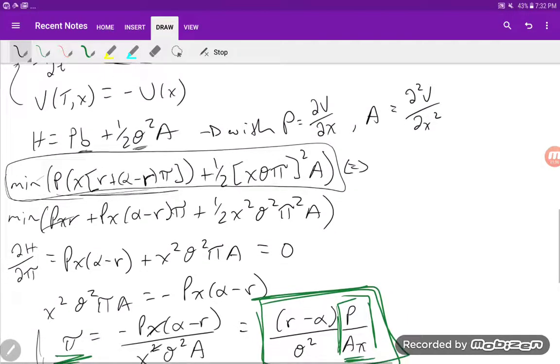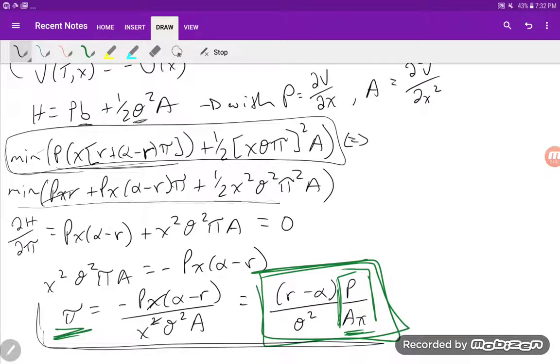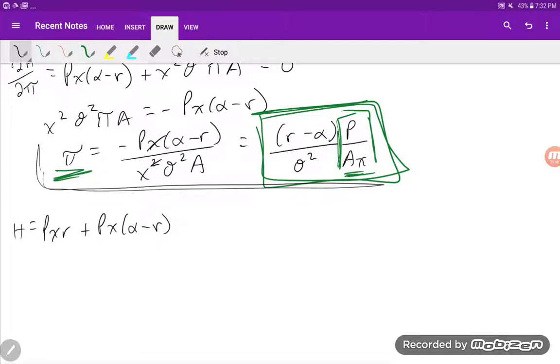Now let's go back up and check. I guess this is more of the form that I'm using here. So pxr, px alpha minus r. Now here's the first time I have to fill in this new variable pi. So again, I have r minus alpha over sigma squared. It's right up here. P over ax.